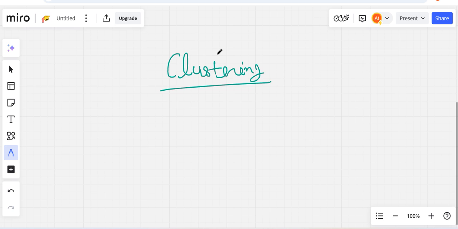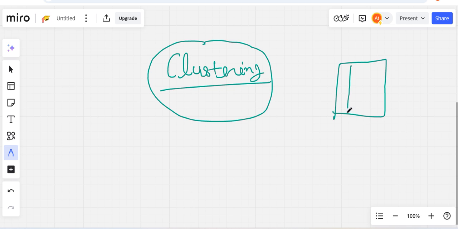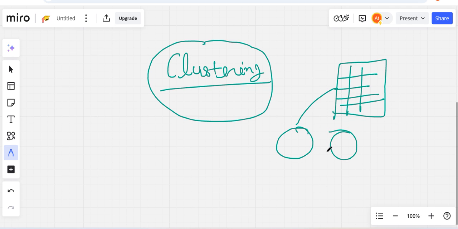So in this video, we'll talk about what is clustering. Basically, clustering is a machine learning technique used to group a set of objects or data points into clusters. Suppose you have a data set. There are many data points, and you are trying to group this data maybe into two sets of groups, right?